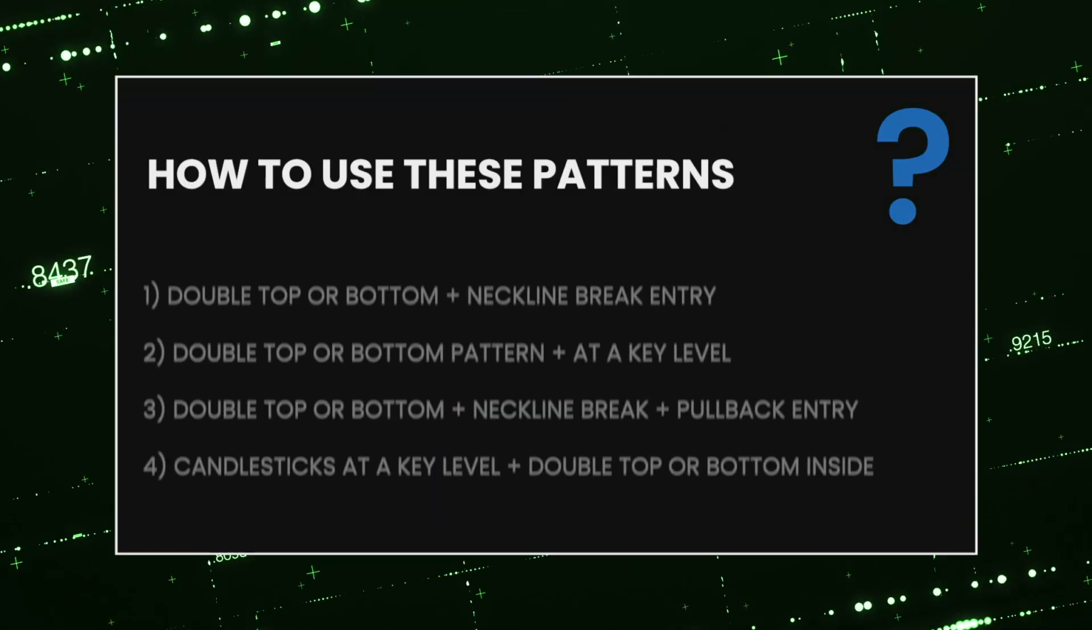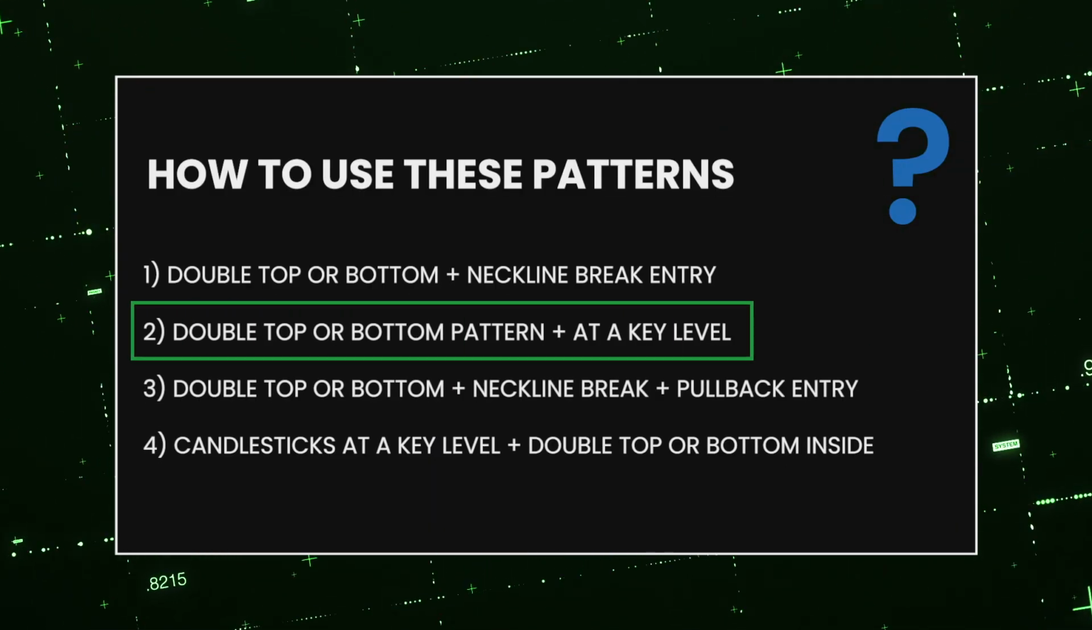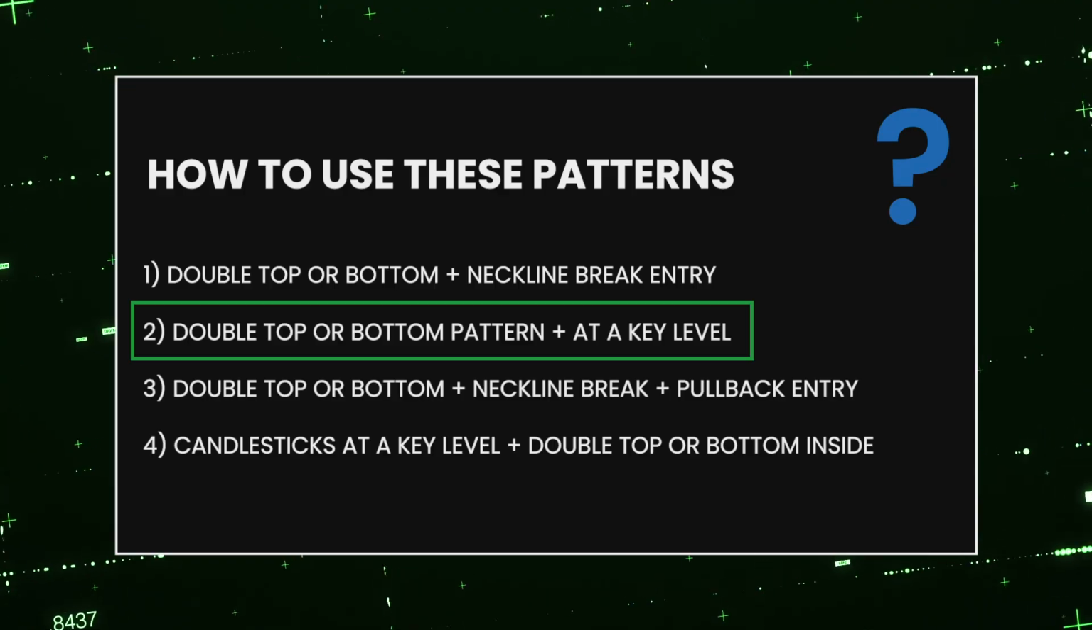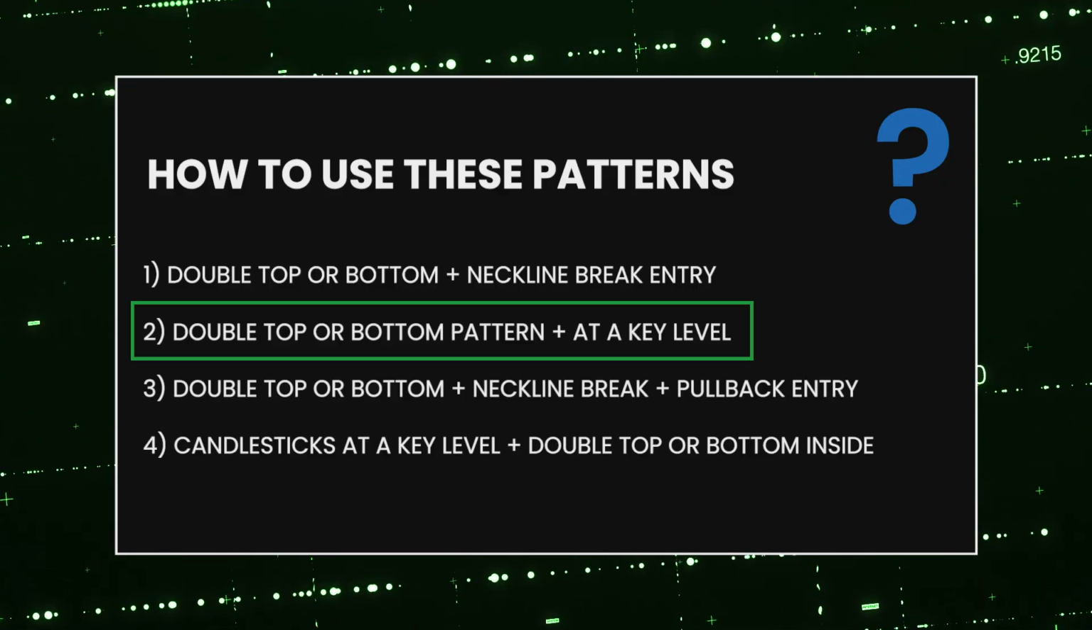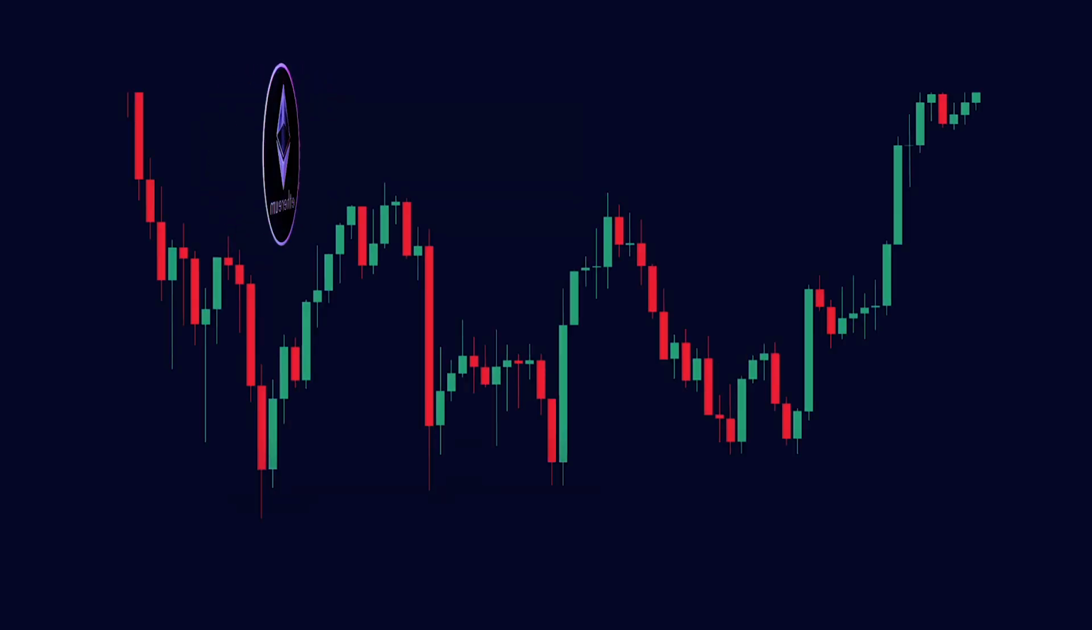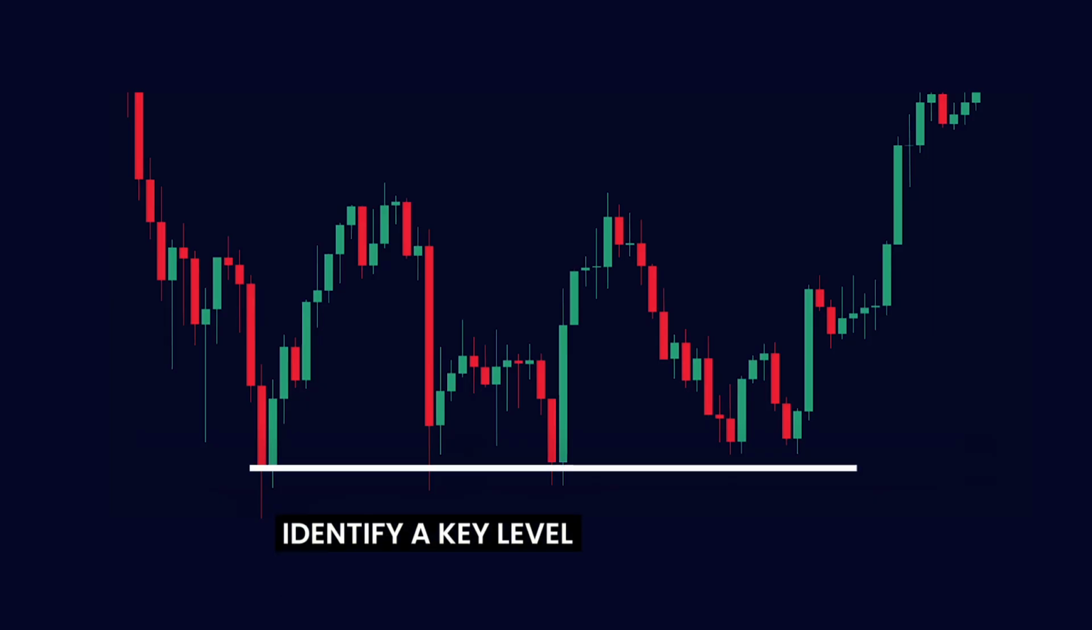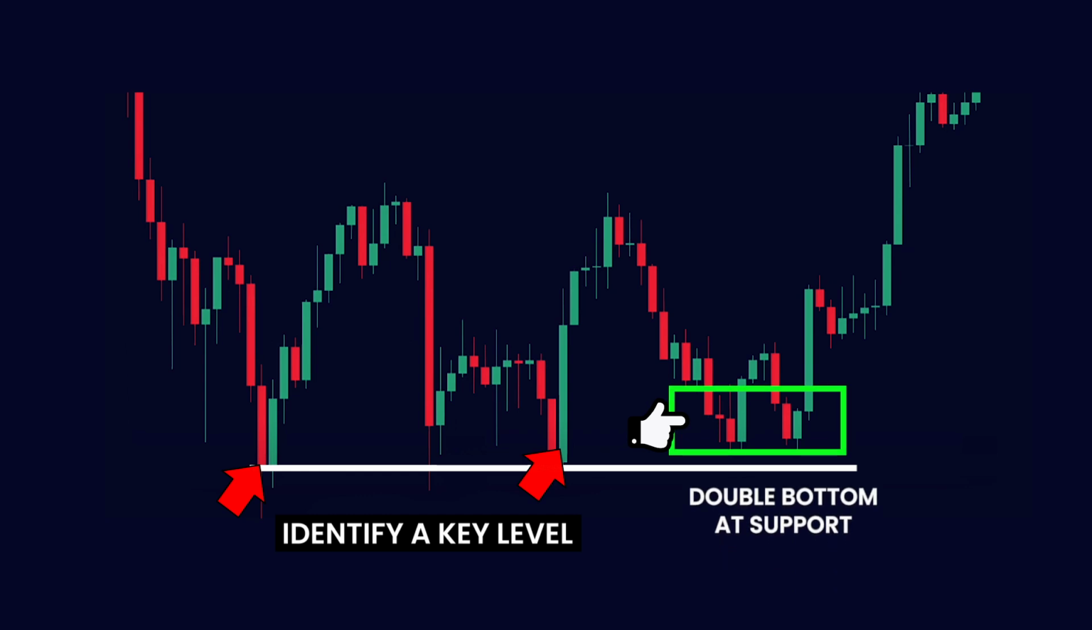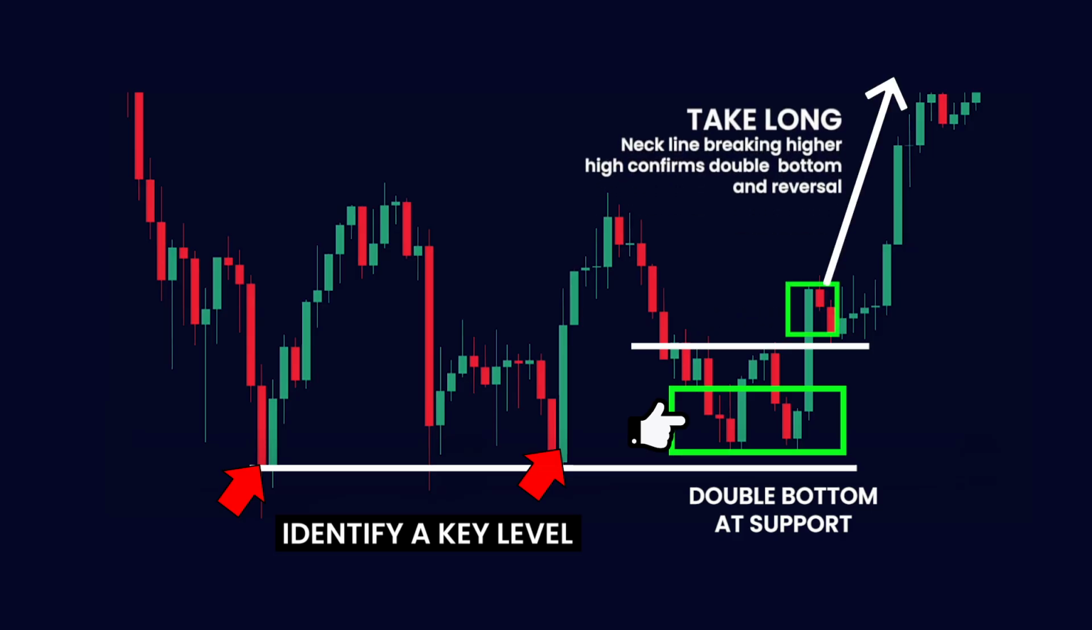Now, let's move to the second method, trading a double top or bottom when it aligns with a key price level. This setup appeared on Ethereum. First, you identify a key level where price has reversed multiple times. As price revisits this level, a double bottom forms at support. To confirm the reversal, place the neckline at the swing high. When price breaks above the neckline, it signals an uptrend shift. This is your entry point for a long trade on lower time frames.